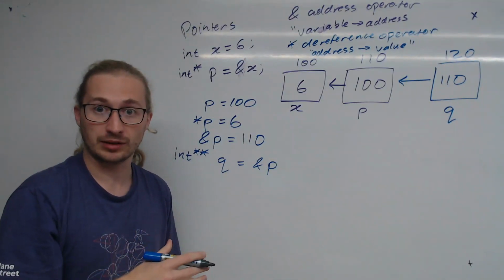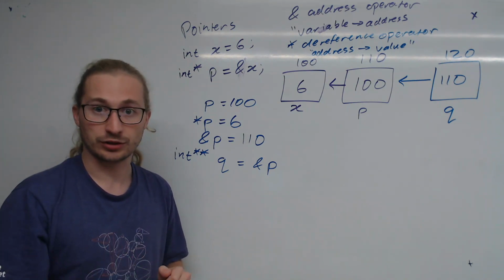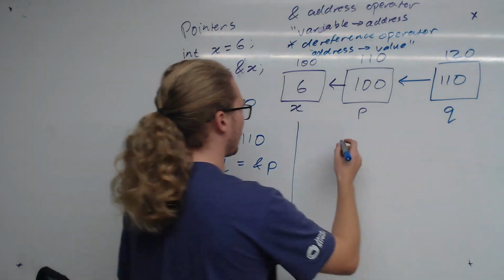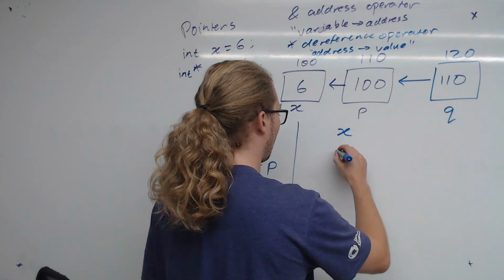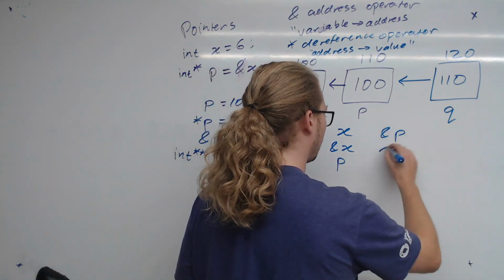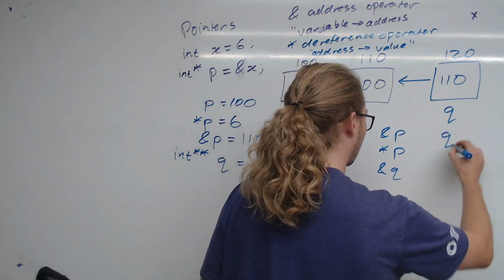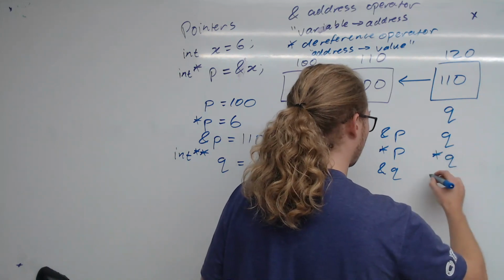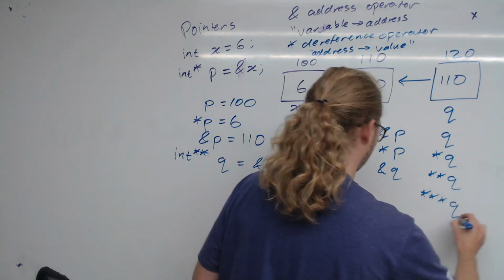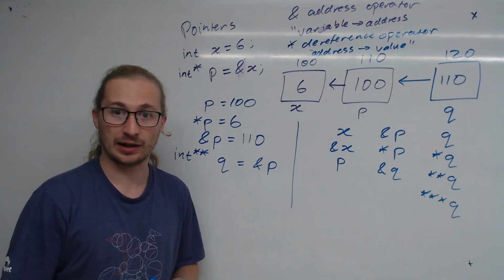So what I'd like you to do now is I'm going to write up a handful of expressions in C, and I'd like you to try and work out what the value of these things are. So we've got x, ampersand x, p, ampersand p, star p, ampersand q, q, star q, double star q, and triple star q. I've already given you the value of a couple of these things. I want you to pause the video for a moment and try to work out what the value of each of these things are.